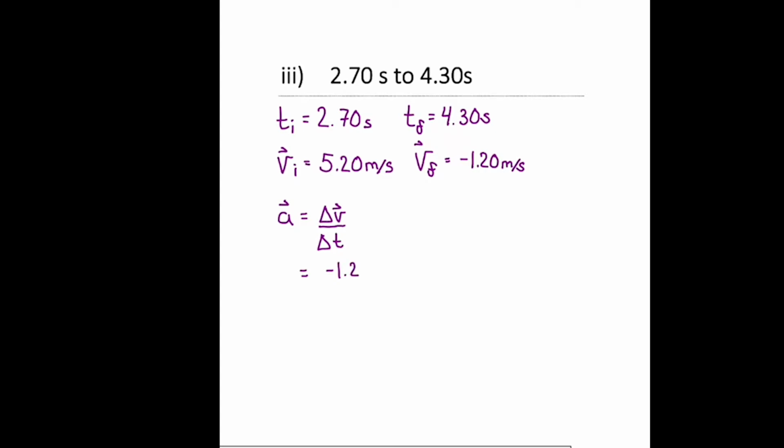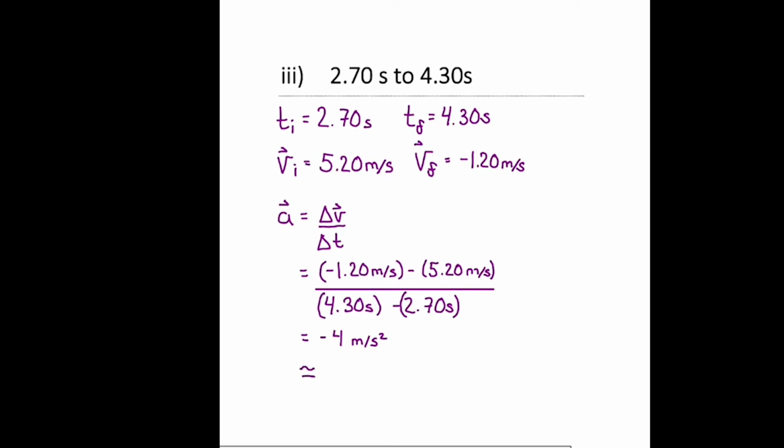So when we select our equation and input our values, it's very important that you keep track of that negative sign that comes with the final velocity. Here we have a west velocity, and when we subtract it, the velocity has a more negative change. So we see that our acceleration is minus 4 meters per second squared, which is approximately 4.00 meters per second squared west.